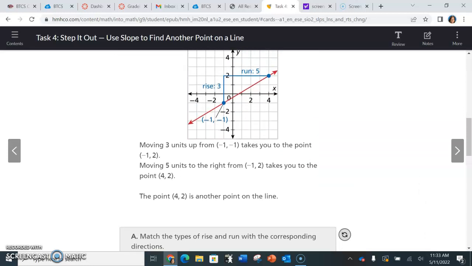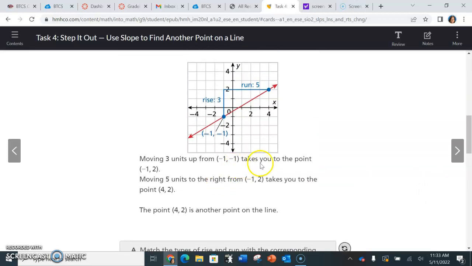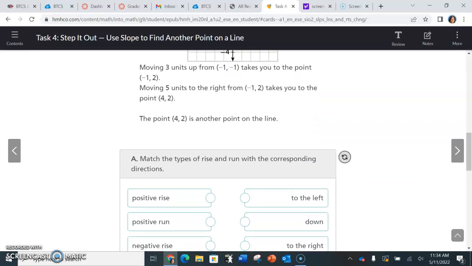All right, so it says moving 3 units up from (-1, -1) takes you to (-1, 2). So you see if you go from (-1, -1) up 3, that takes you to (-1, 2). And then it says move 5 units to the right from this point, and it takes you to (4, 2). The point (4, 2) is a point on the line.